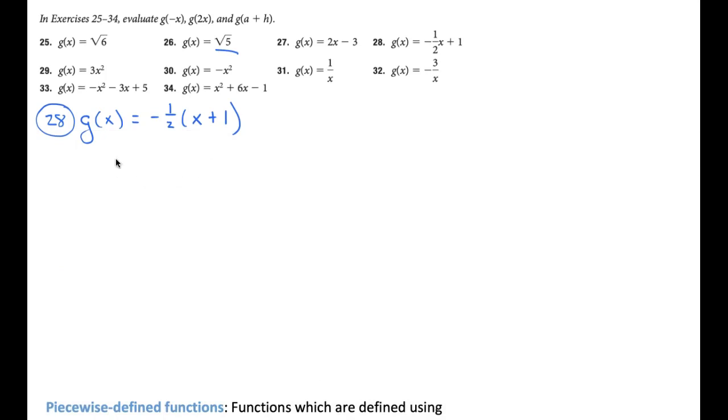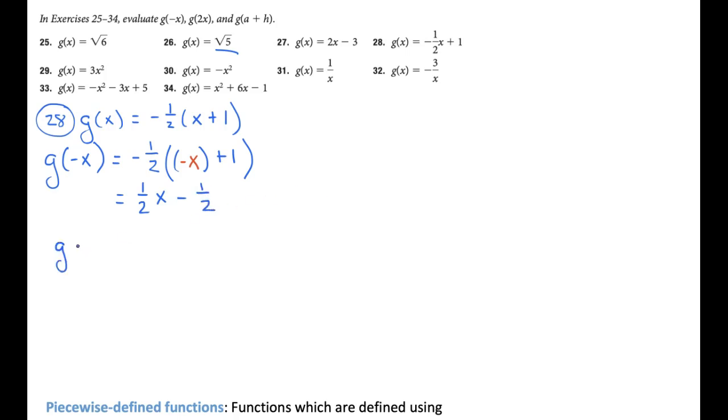Okay, so we've got g of -x is what they want us to do. So everywhere there's an x, I'm going to put in a -x. So I've got -1/2 times, here I'm going to put -x, and I put the rest of it, I just left it blank, and then I'm going to go in and fill in what's in the parentheses there, -x. So then you just want to work this out. You get -1/2 times -x is going to give me 1/2 x, and -1/2 times 1 is -1/2. So that's the final answer on that.